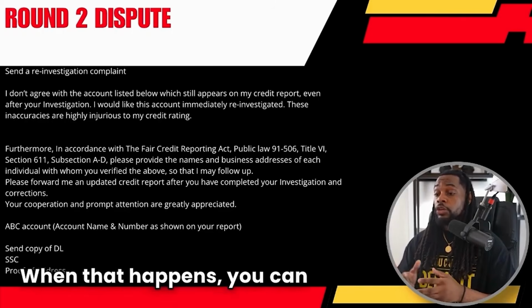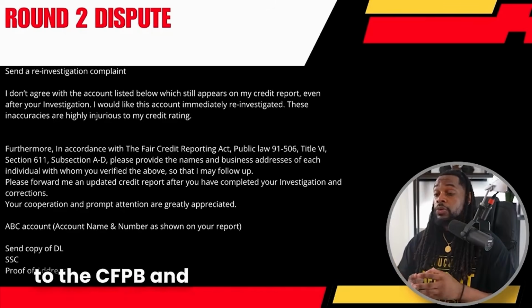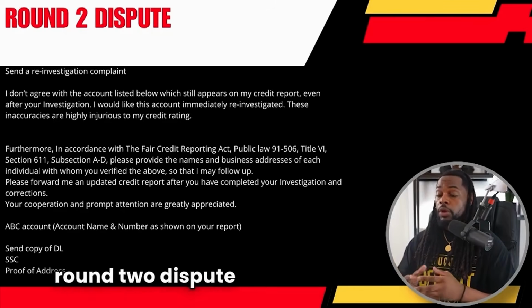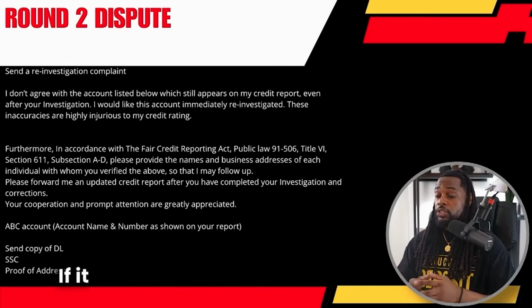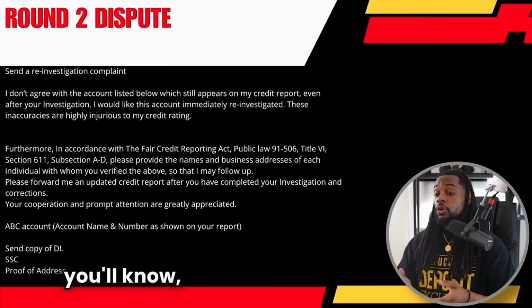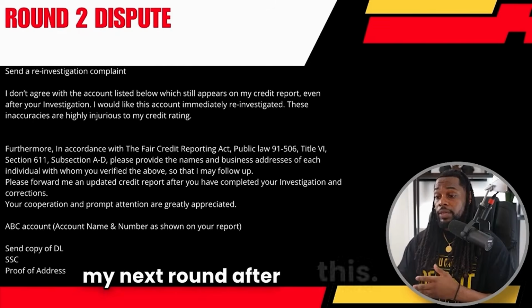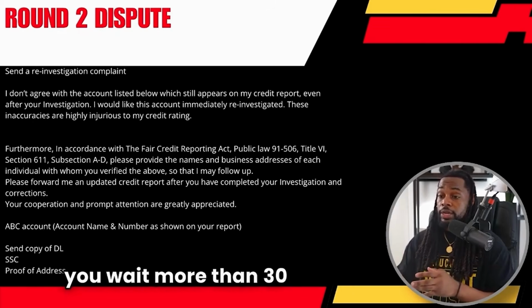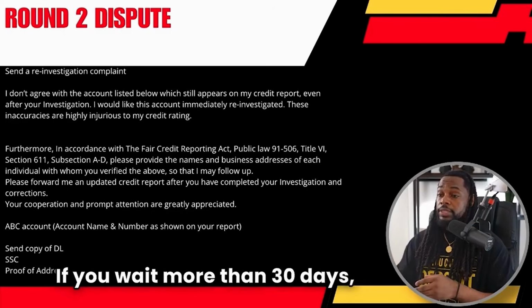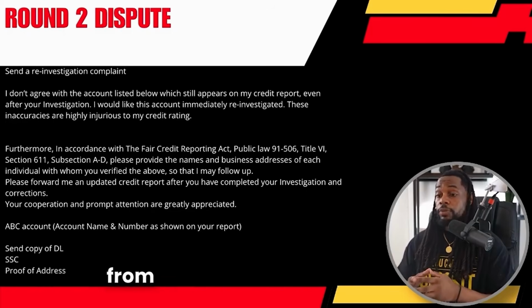When that happens, you can go back to the CFPB and you can send your round 2 dispute, or you'll get a letter in the mail letting you know the dispute has been resolved. If it shows up as verified, then you'll know, okay, I can send my next round after this. You want to make sure that you don't send round 2 if you wait more than 30 days. If you wait more than 30 days, go back to round 1 and start from the beginning.